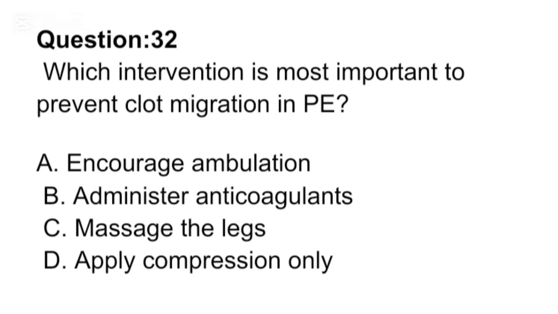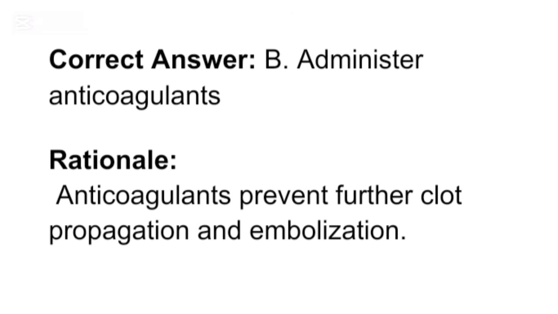Question 32. Which intervention is most important to prevent clot migration in PE? A. Encourage ambulation. B. Administer anticoagulants. C. Massage the legs. D. Apply compression only. Correct answer, B. Administer anticoagulants. Rationale. Anticoagulants prevent further clot propagation and embolization.